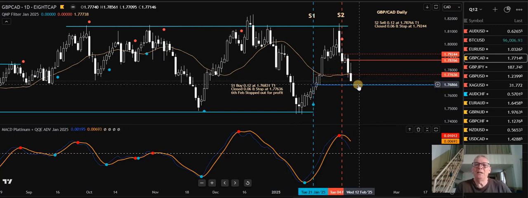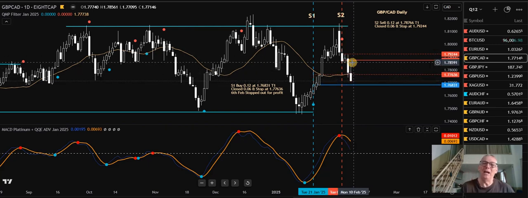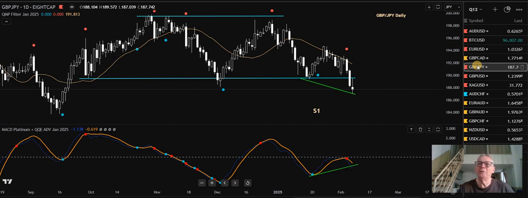But someone opens their mouth about tariffs, and guess what happens? It gaps. All right, so we're closing half of this sell and putting my stop there, putting myself in a no-lose position on the pound CAD.